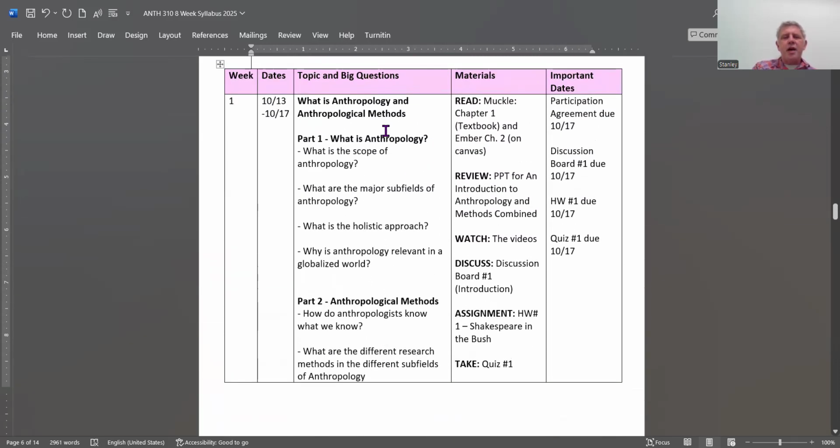Usually if I put it in the topic and big question part of the syllabus, those are really good questions for you to know, and you may see them again on a test or a quiz. So for week 1, you're going to read chapter 1 in Muckle, as well as chapter 2 of Ember, which I've posted on Canvas in the module. You want to go through the PowerPoint that I posted there, as well as take the participation agreement, do discussion board number 1, homework number 1, as well as quiz number 1. All those things are going to be due Friday, October 17th.